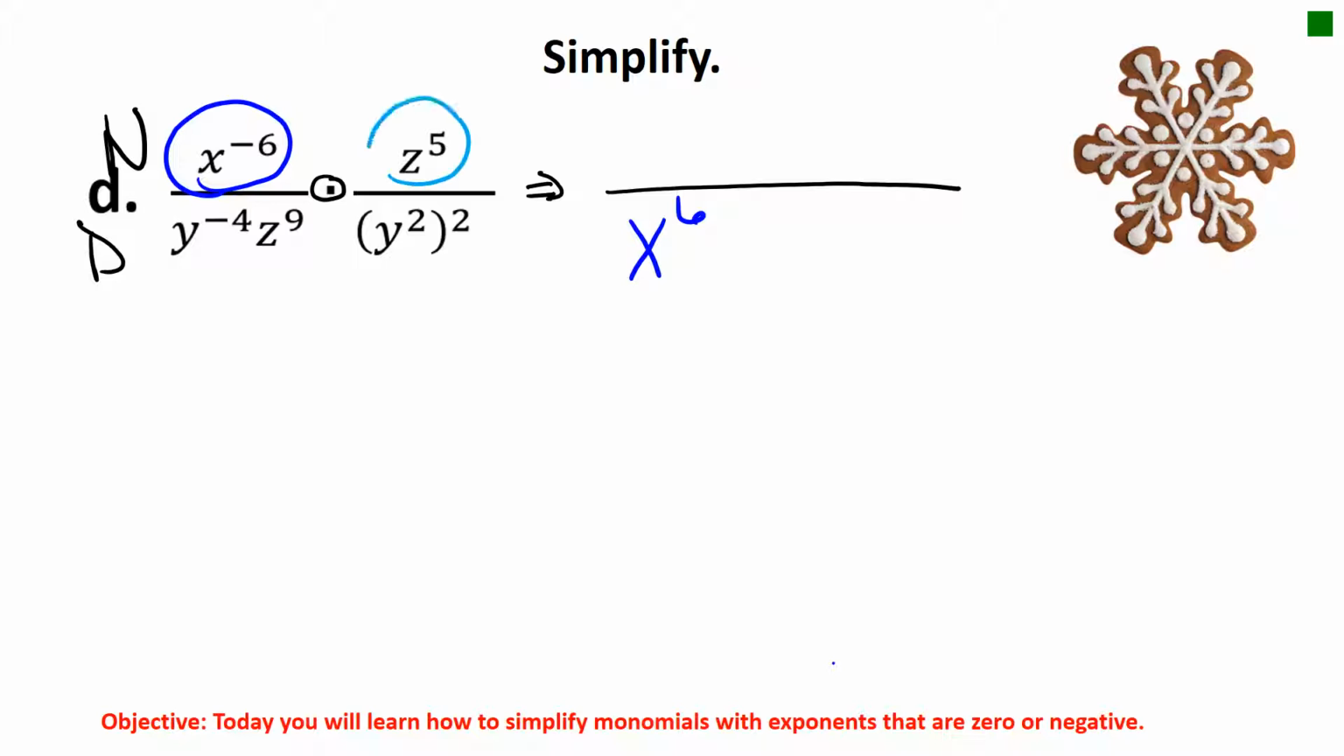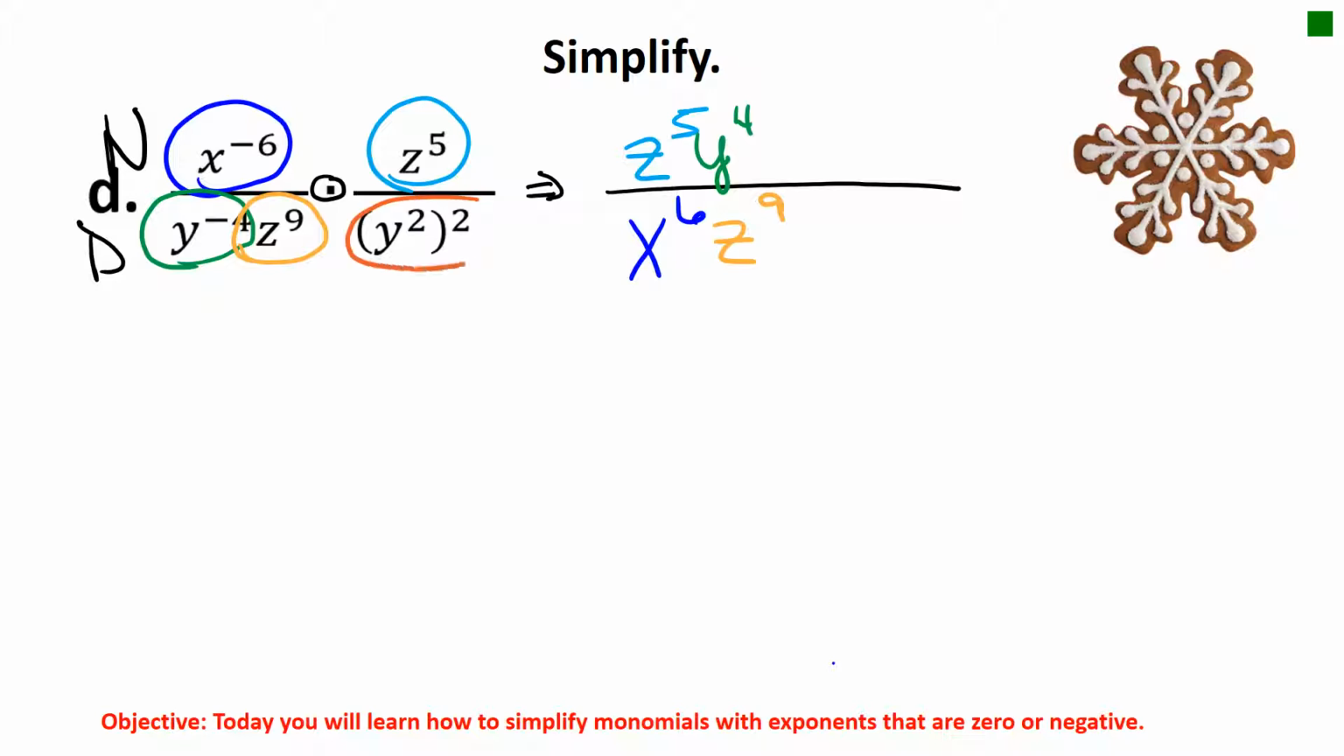The next thing I see is this z. It's got a positive exponent, so I'm just leaving it up in the numerator. The next thing I see is this y to the negative 4. Negative exponent, it's in the denominator. I'm going to move it to the numerator and make it positive. I'm going down my list of colors. I hope I don't have too many more. Z to the 9th, it's got a positive power, so I'm leaving it in the denominator. I'm going to leave it as z to the 9th.